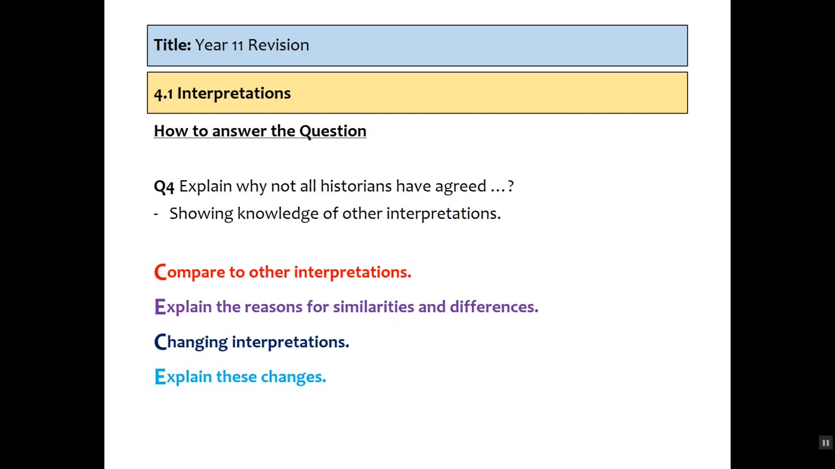Now, question 4 is slightly different. It is focusing on knowledge of other interpretations rather than the strength of the interpretation given. Again, generally, you need to compare to other interpretations, explain why they are different. You have to talk about how the interpretations change over time, and you have to explain them. You are telling a story in this type of question. Why are not all historians the same? Because they are influenced by the events around them.